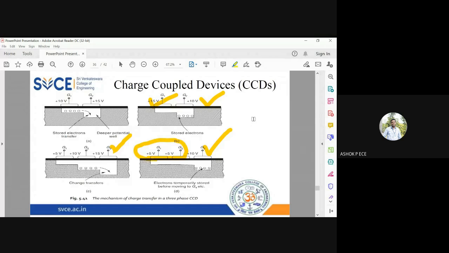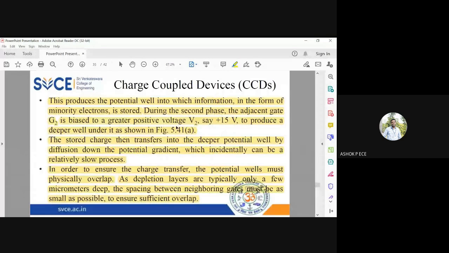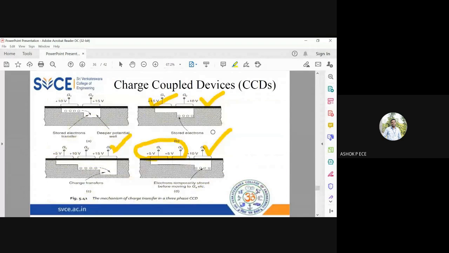See, everything depends on how charges or electrons are moving from one potential well to another potential well. That is why it is called a charge coupled device. And what we are seeing is a charge transfer device. So CCDs come under charge transfer devices. Okay, they are going to transfer the electrons from one potential well to another potential well. How does the transfer take place? Just by giving a higher voltage than the previous potential well, you create a deeper well, and because of the charge gradient, these electrons will get transferred from that potential well to the next potential well.